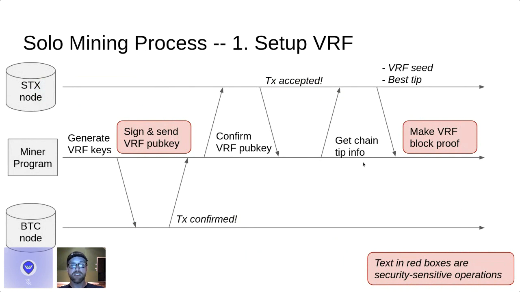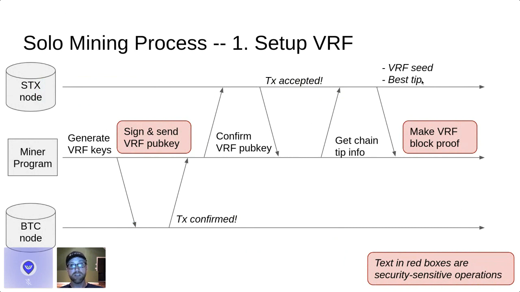Then you proceed to get the tip of the chain that you want to mine off of. So usually you just ask the Stacks node via its RESTful API, hey, what's the current VRF seed? So the thing you have to do the verifiable random function proof over, just an opaque string, nothing really fancy happening there, as well as the best chain tip. So which block is going to be your parent block, or the tip of the canonical chain.